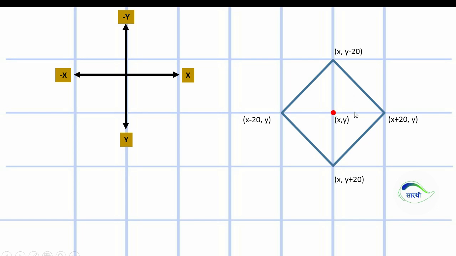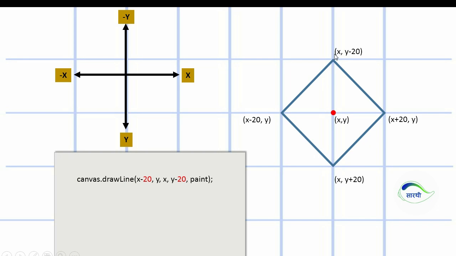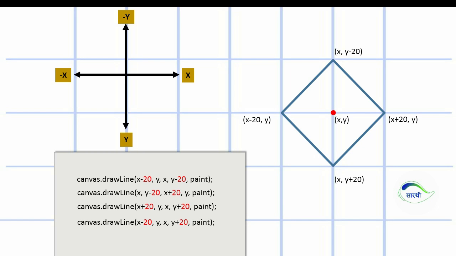So, clear? And as per this, if we want to make the first line, we will use canvas.drawLine, and the first two values will be the first point and the second two values will be the second point. So x minus 20, y, and x, y minus 20, and provide the paint object here. Same as the second line: x, y minus 20, and x plus 20, y. Same as the third line, and the same as the fourth line. So friends, let's have a look in Android Studio at how we will make this.